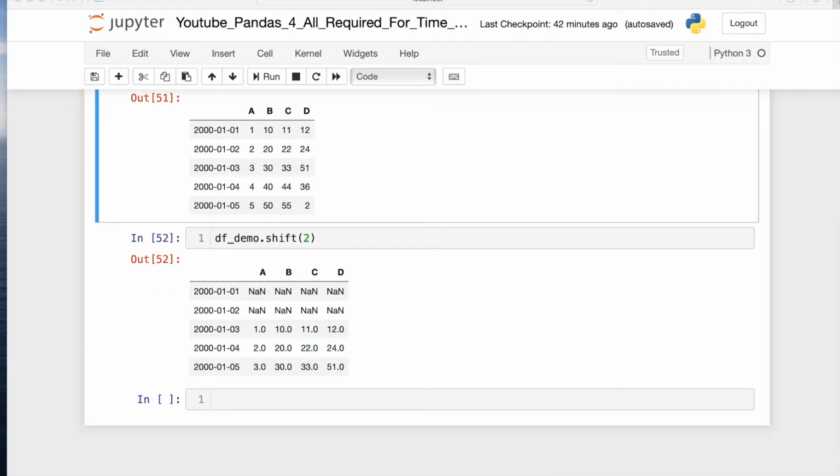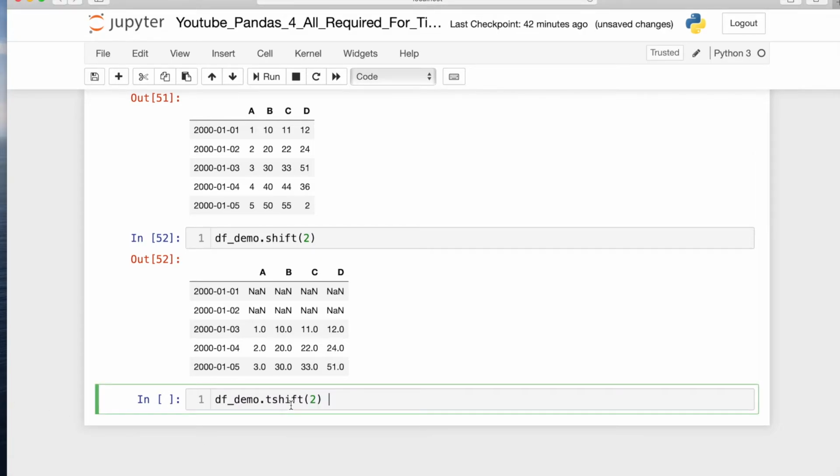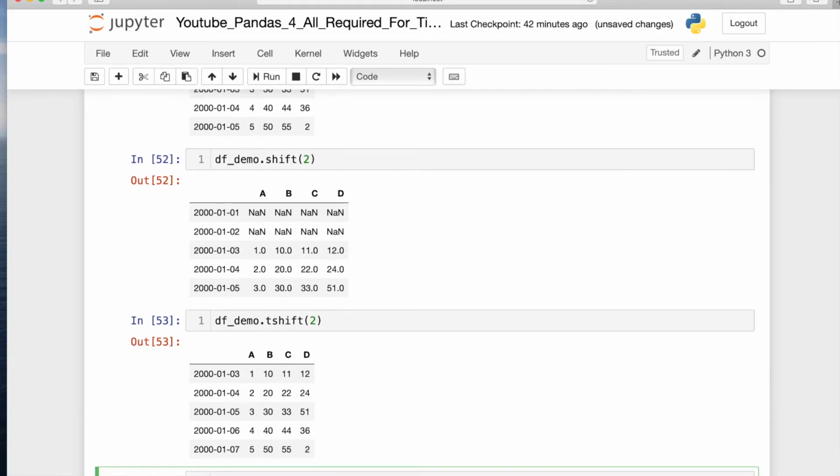Now I am showing what the t-shift is. T-shift means you are shifting the index. So if you see, this is the index shifting. We had the data from 1st January. Now it's shifting into the 3rd January, right? This time we didn't lose the data, but the time index is increasing. First we had 1st January to the 5th January. Now we have the 3rd January to the 7th January, right?